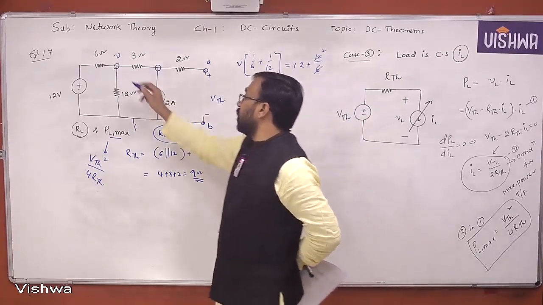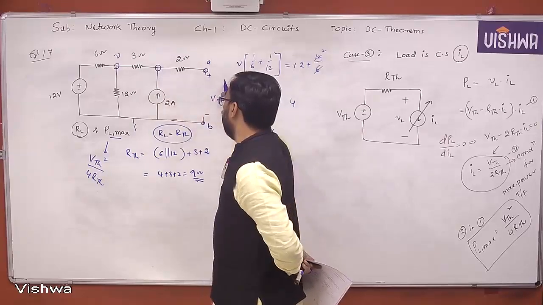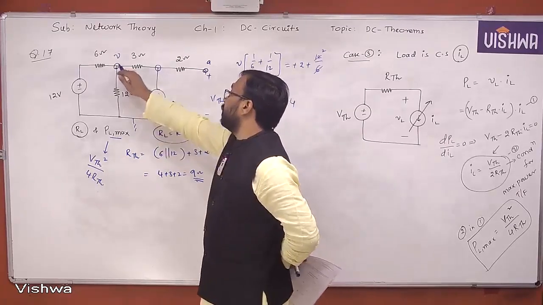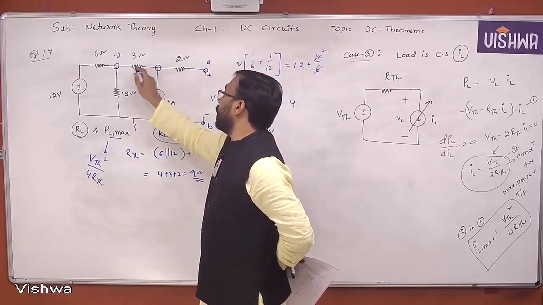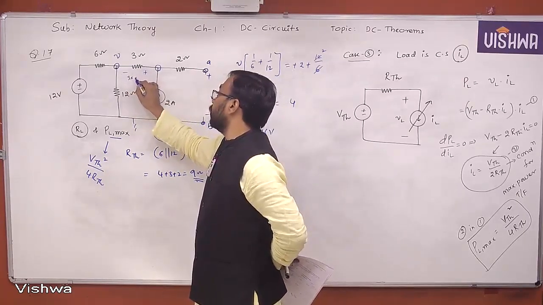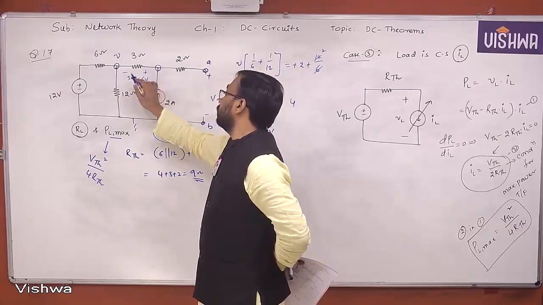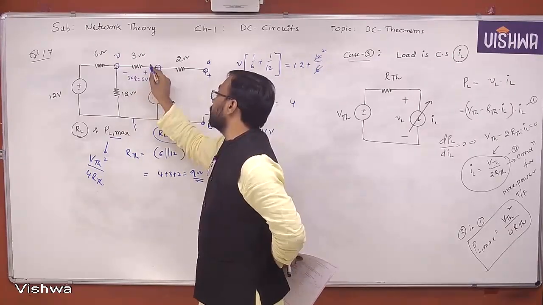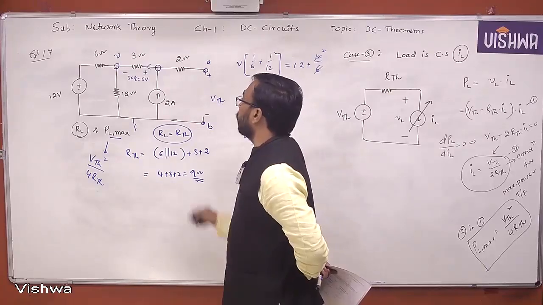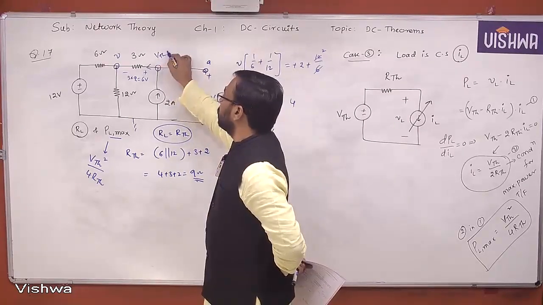This is 16 volt, but I would like to get VTH, right? Finally, my objective is to get VTH. So let me jump from this point to this point, and already 2 ampere current is flowing here. So 2 ampere is flowing means what? 3 into 2, 6 volt, but minus plus because of the direction like this. The current direction will decide the polarities.